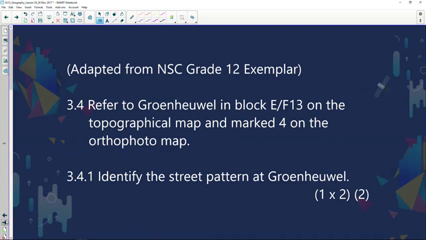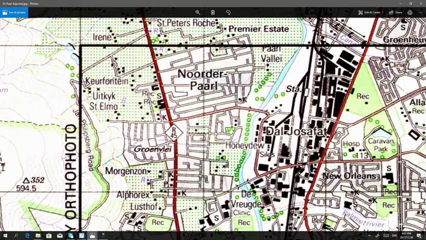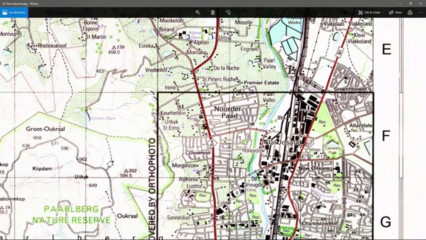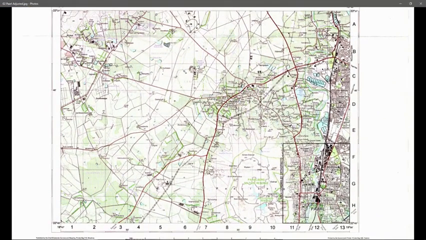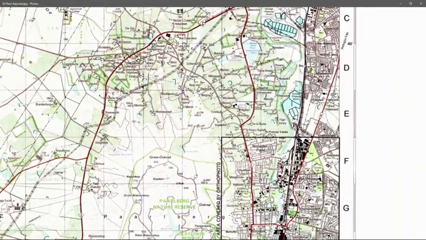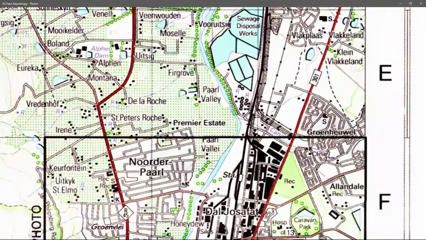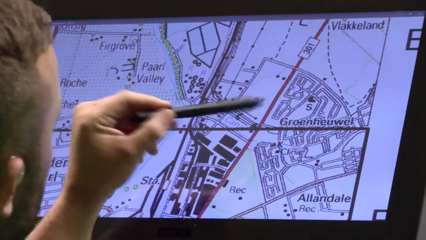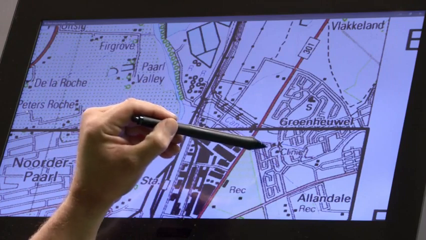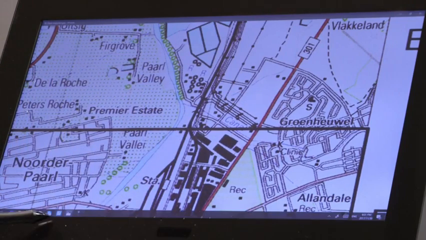Refer to Groenheuwel and block EF13 on a topographical map and marked 4 on the orthophoto. Now let's go and have a look at both of them. E and F13. There's Groenheuwel over there, as you can see. Now there's a school situated over there, there's a church, and there's a clinic. Now let's look at the questions that are being asked.